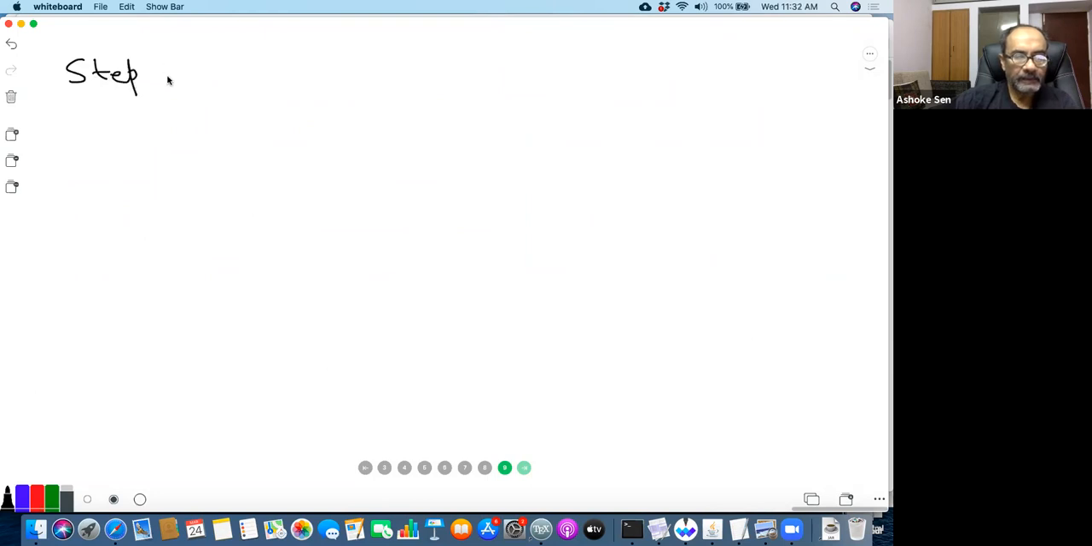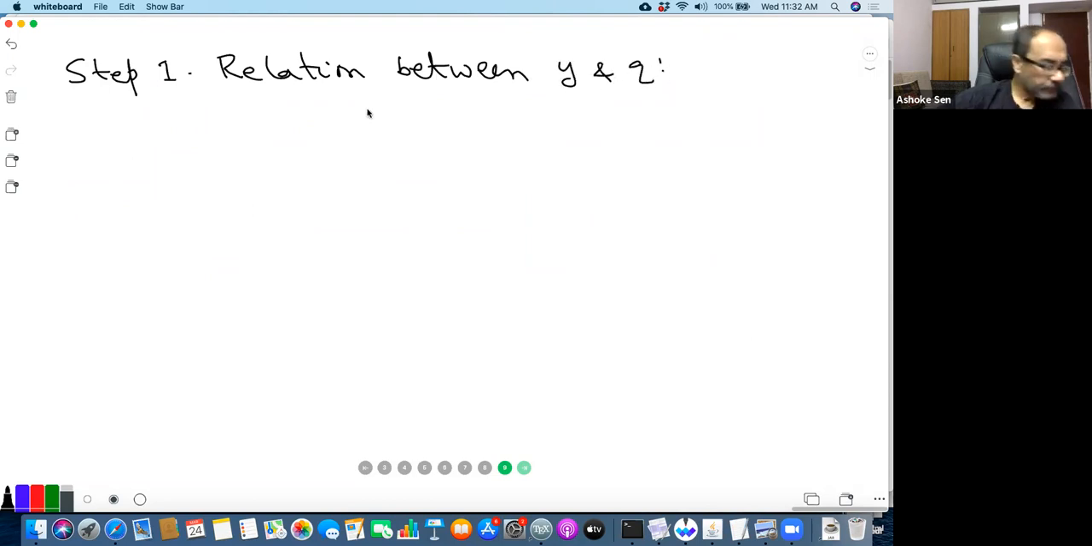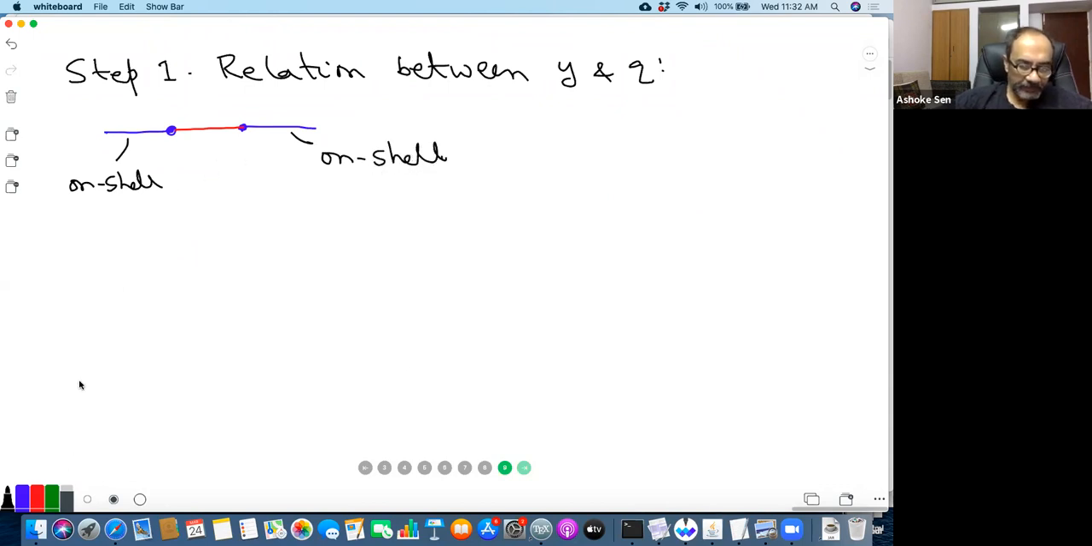So step 1, relation between Y and Q. Let me draw the diagram again. So here you see that these two are on shell. This is on shell. This is on shell. But this is off shell, because this is an internal line. In general, this can be off shell.